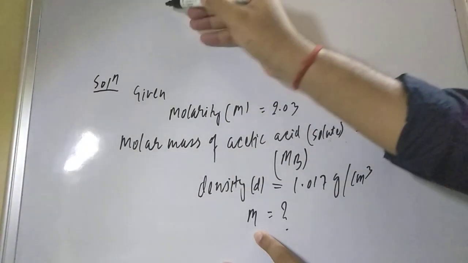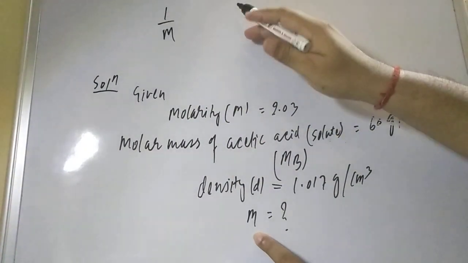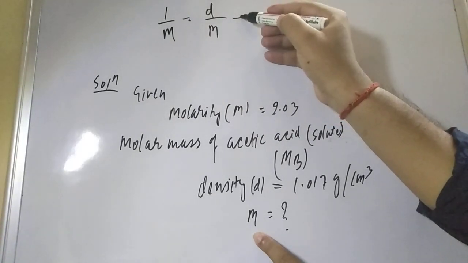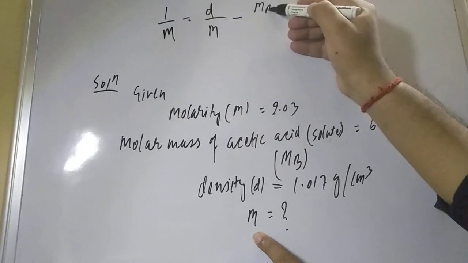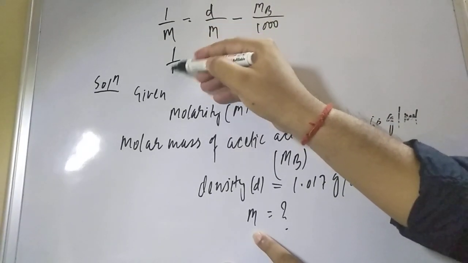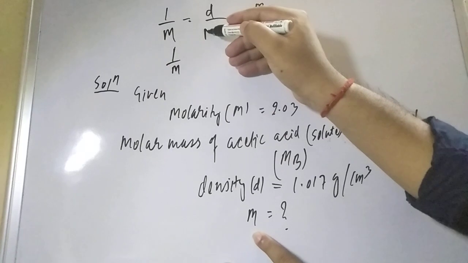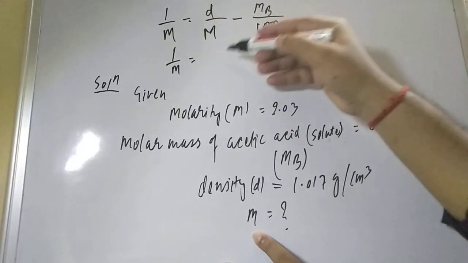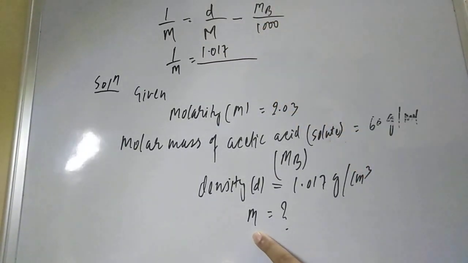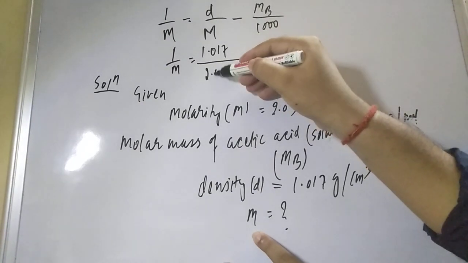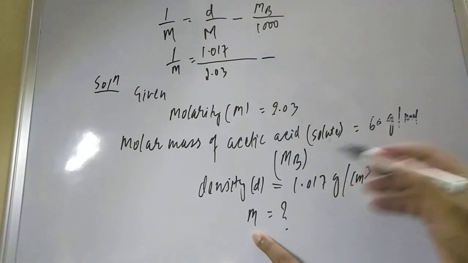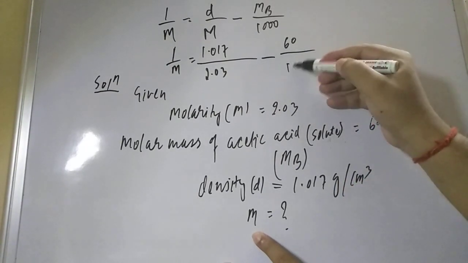What was the formula? 1 by small m is equal to D by capital M minus capital MB upon 1000. Now you put in the values. Small m they are asking and this is the capital M. Density given is 1.017, divided by molarity 2.03, minus MB, the molar mass of solute, 60 gram, divided by 1000.